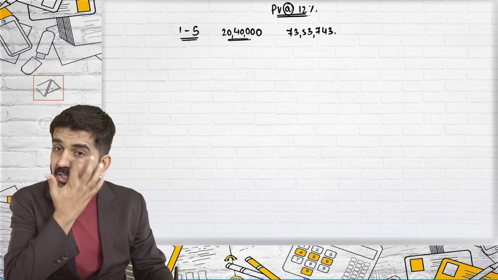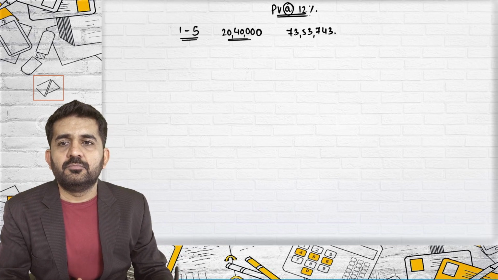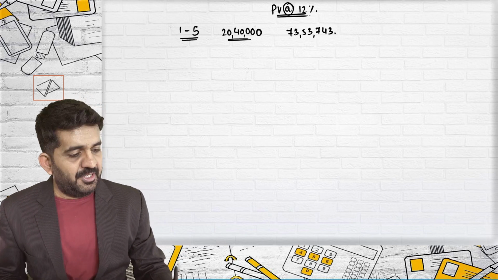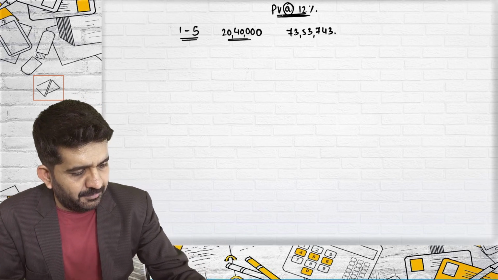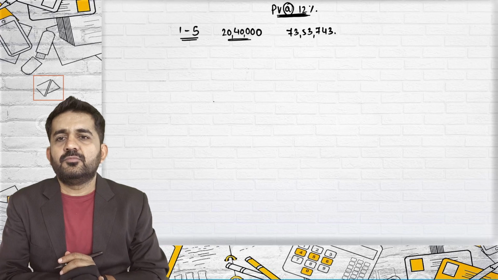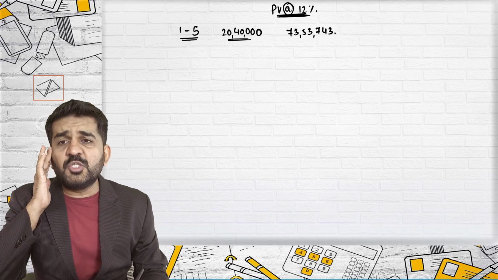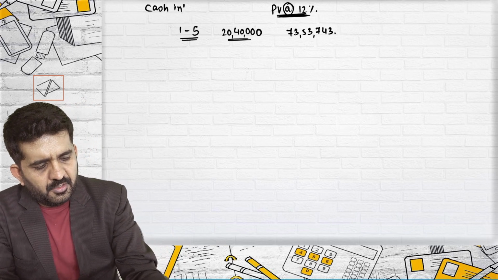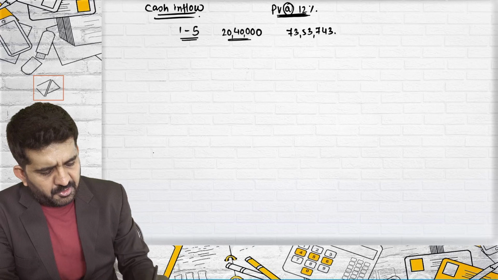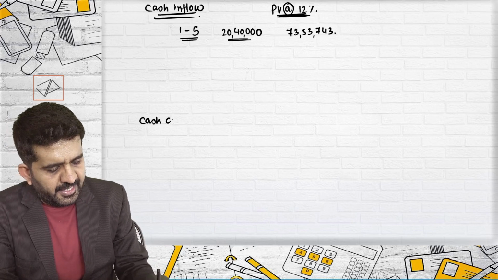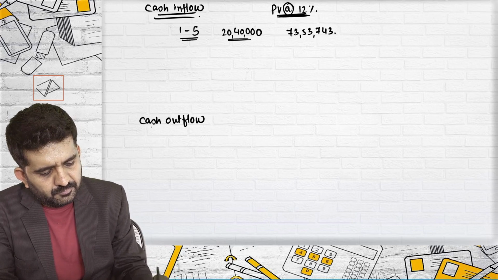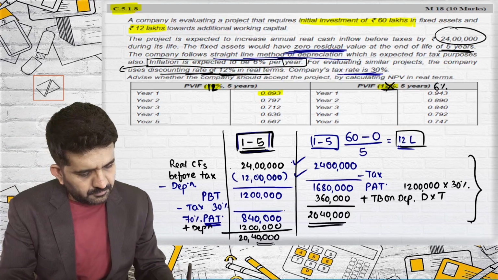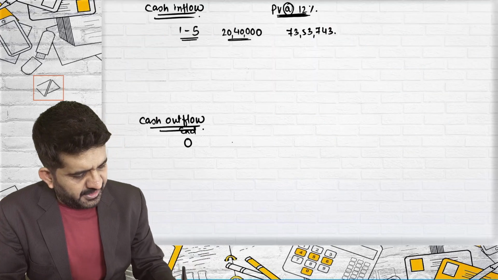Yes, you are with me or you are behind me? Alright. Now, let us go to working capital. This is present value at the rate of 12%. What is working capital? Can you tell me? These are all cash inflows. Let me also write down cash outflows. At the end of 0 year, the cash outflow will be 60 lakhs.